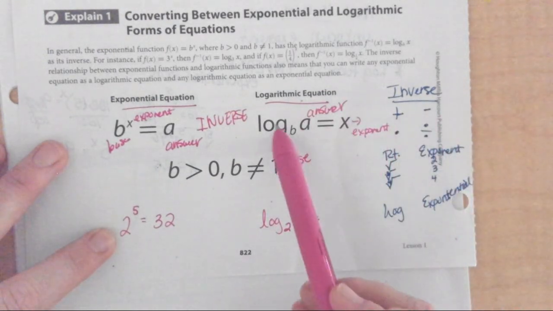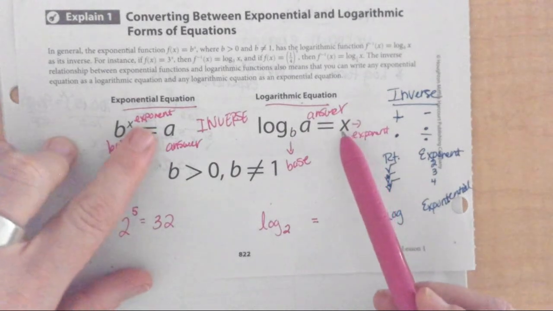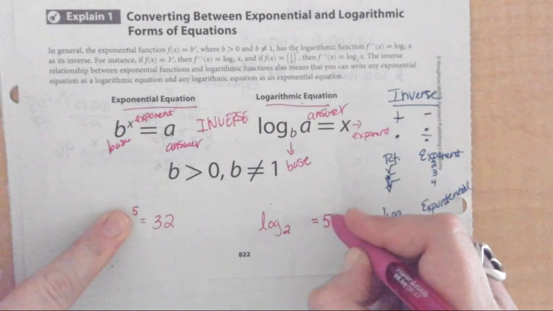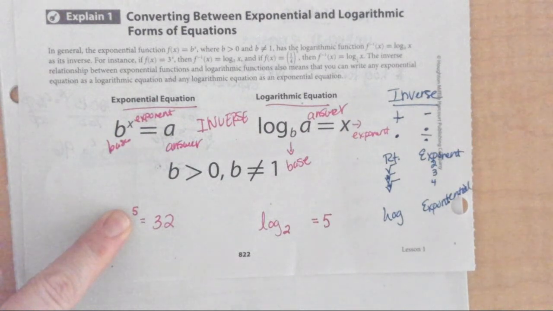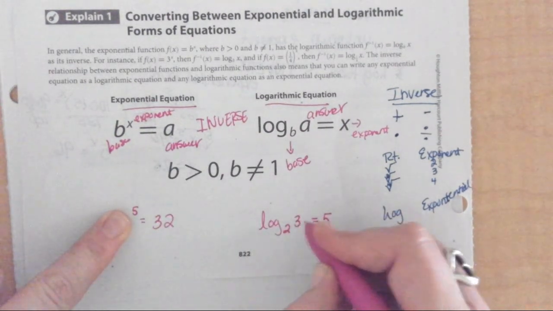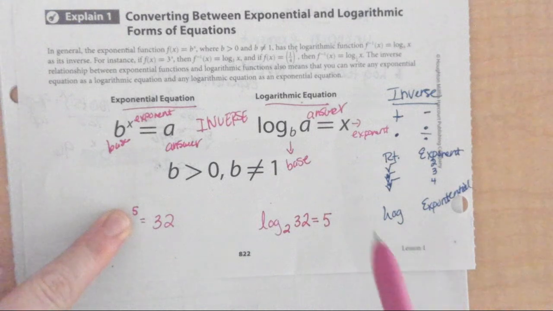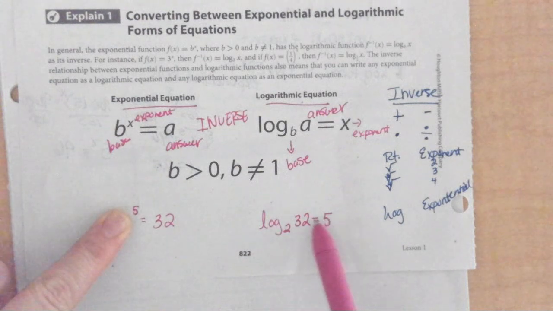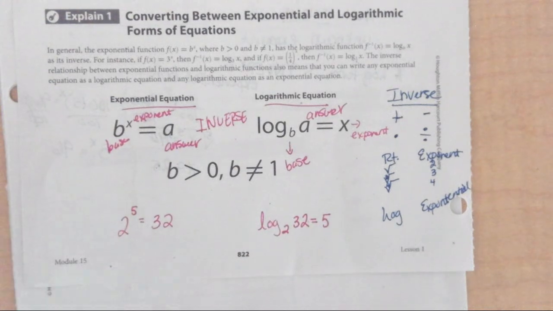Now remember, the goal of a log is to isolate the exponent. The exponent is 5, so I'm going to isolate the exponent. That leaves your answer, the only thing left, to sit here. Important: this little number right here is your base. It should be little. Everything else should be normal size, written together.